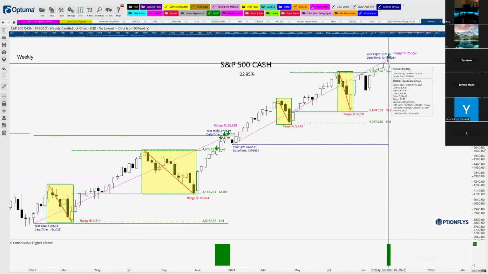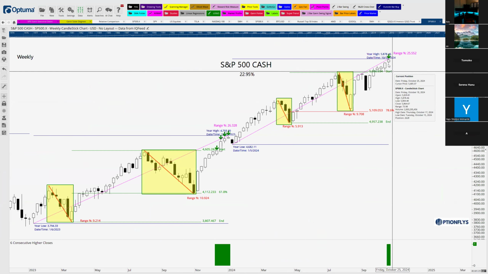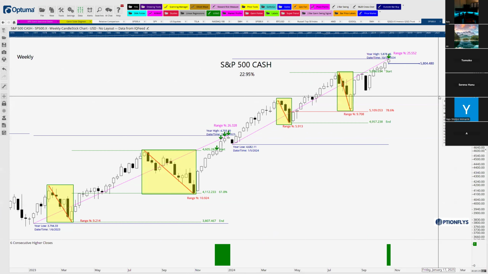So if we're going to end this 6-week winning streak, what do we need? We need to break 58.04. As soon as we break 58.04, we're at 58.64. Okay, this 6-week winning streak will be over. So if that happens, does that mean that that was the top?